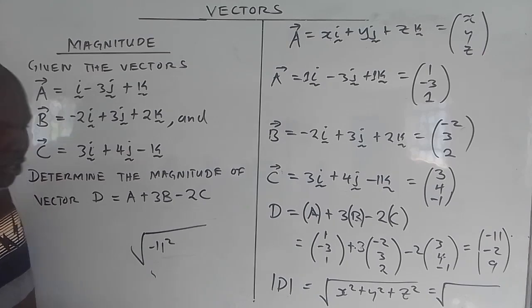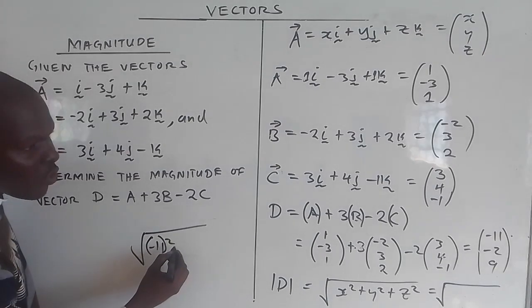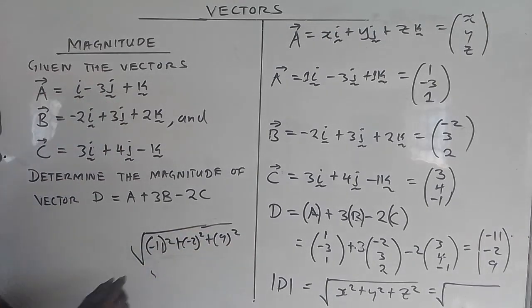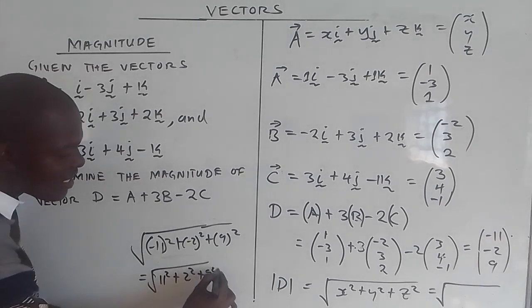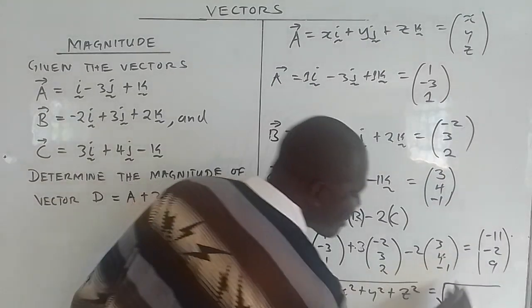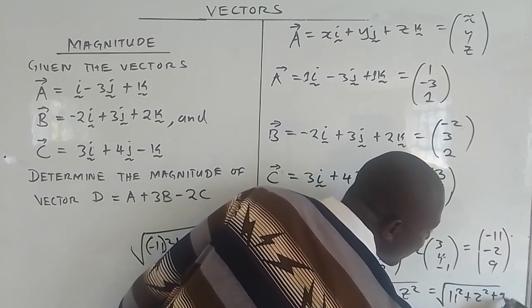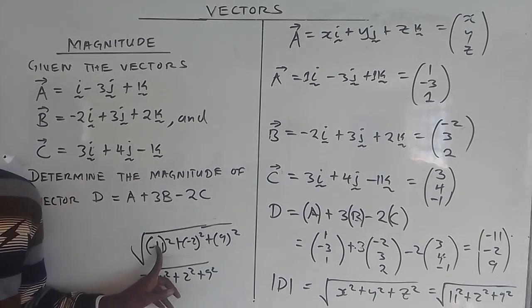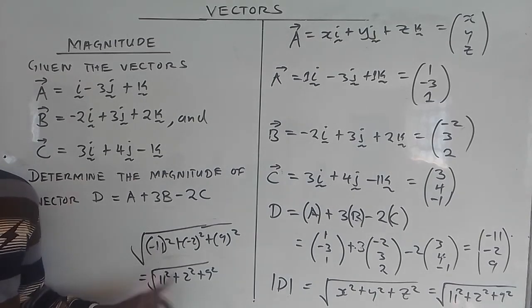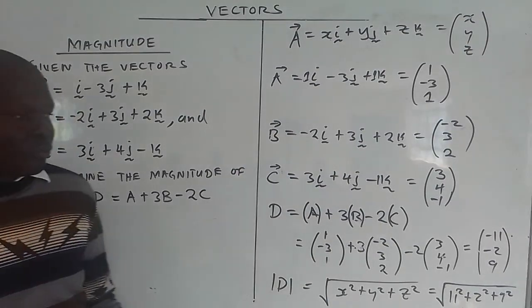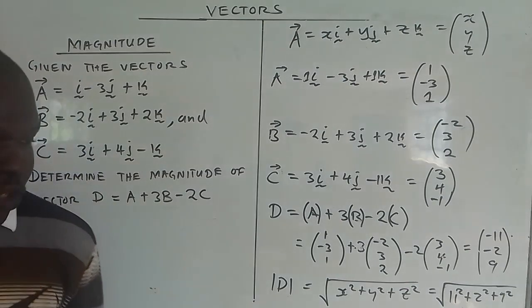I don't expect you to go and write negative 11 squared, which means you only squared 11, not negative. Are you seeing that? So you are supposed to have negative 11 squared plus negative 2 squared plus 9 squared, so that when you open those brackets, you end up with 11 squared plus 2 squared plus 9 squared, because negative squared is positive. So when I just write 11 squared plus 2 squared plus 9 squared, it means I've omitted the step where I was opening the bracket. Is that okay? So what do you get to be the magnitude of D? The square root of 11 squared plus 2 squared plus 9 squared.